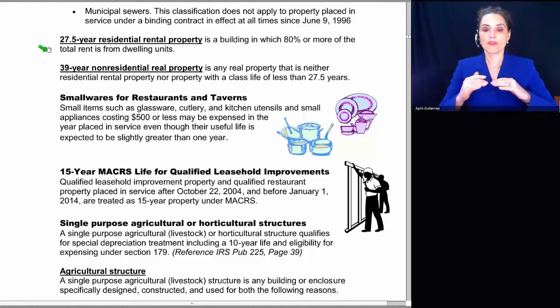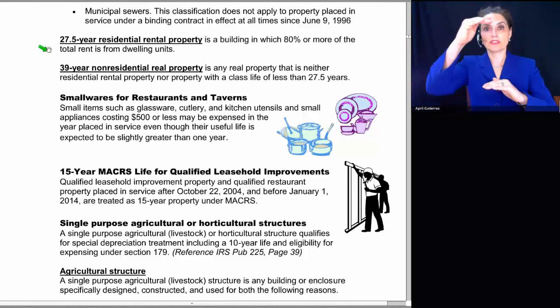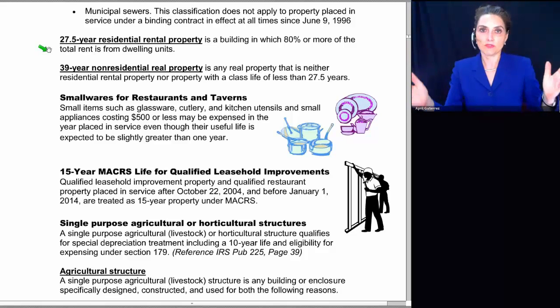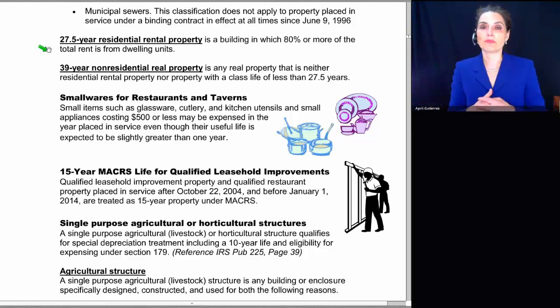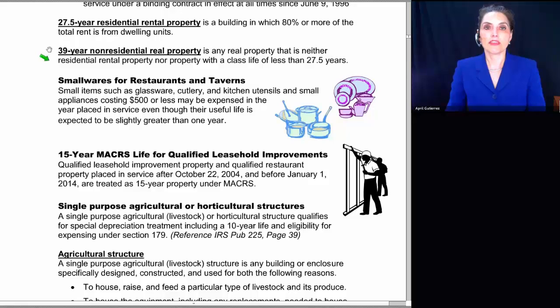that you might have retail space underneath residential space, and you've got one person or business that owns the entire building. And is that building going to be depreciable as residential rental, or is it going to be depreciated as commercial? And the question is, the revenue coming into that building, is 80% or more of it coming from residential renters? And if it is, then it would be 27.5-year property. If it is not, then it turns into 39-year property, which applies to all non-residential real property, essentially commercial buildings.